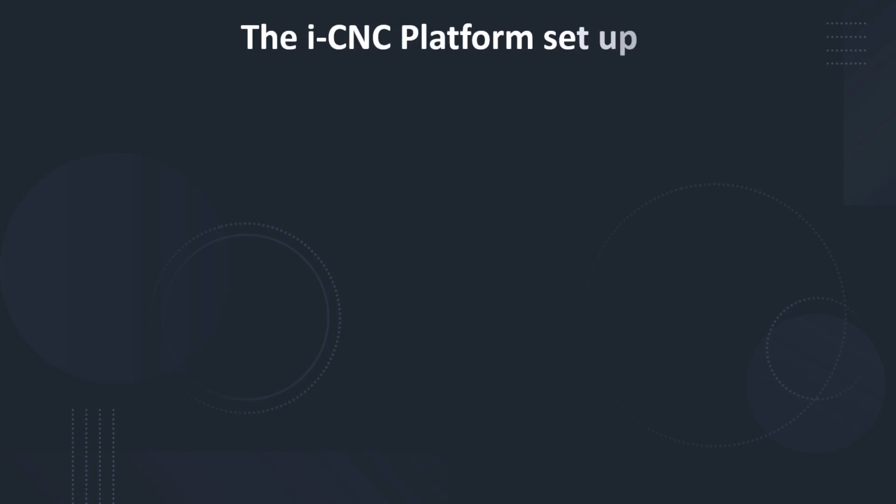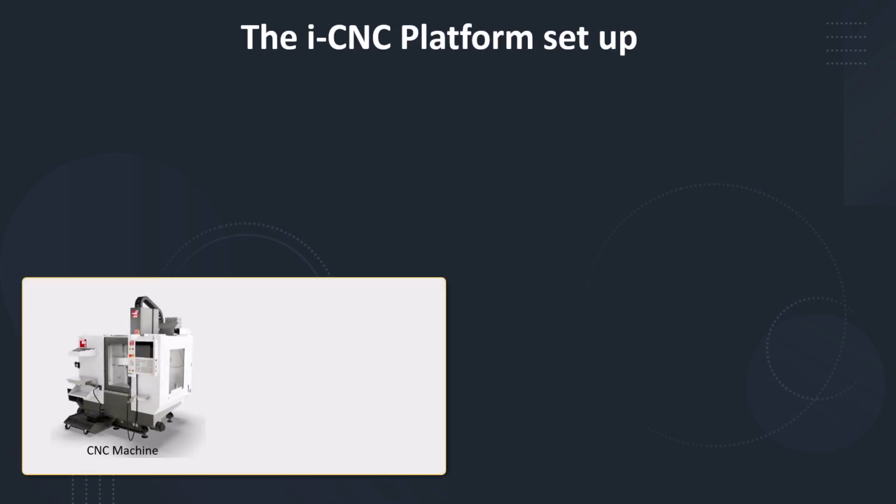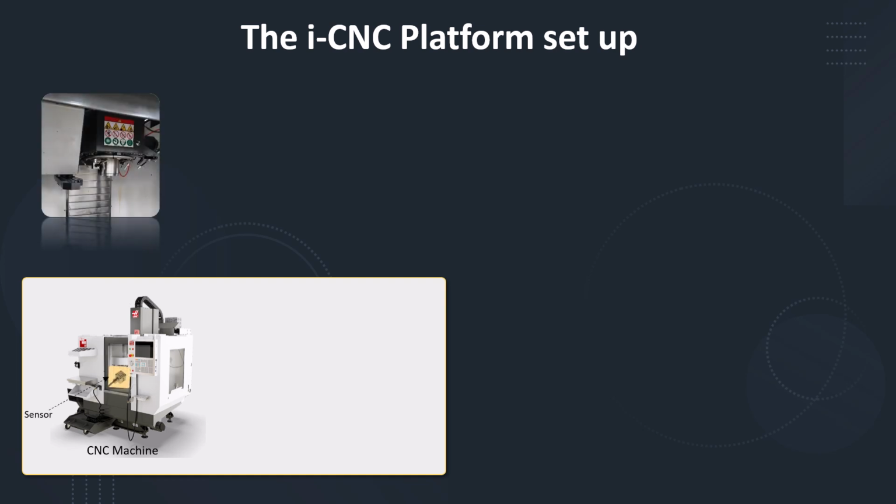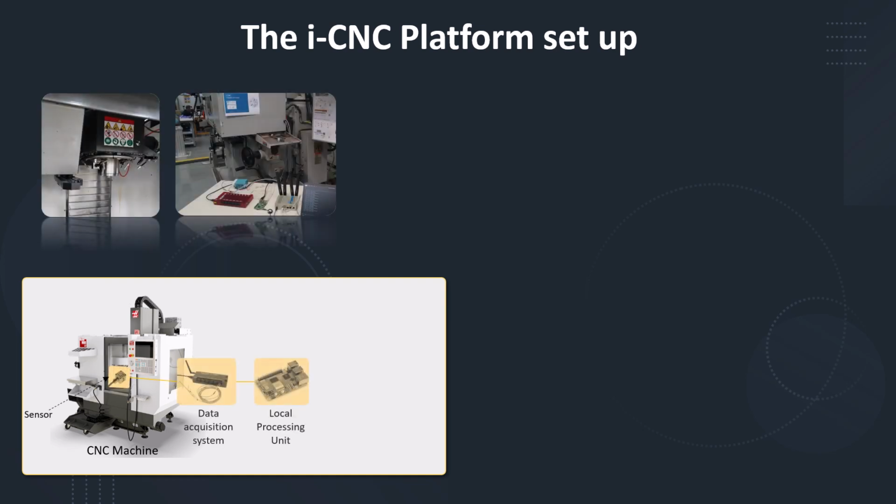The setup of the i-CNC platform is as follows. A vibration sensor has been mounted on a CNC machine. A data acquisition system and a local processing unit collect the vibration signals. The signals are digitalized and fragmented into network packets.